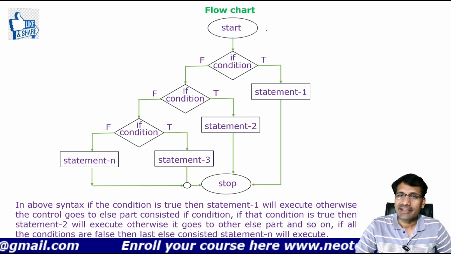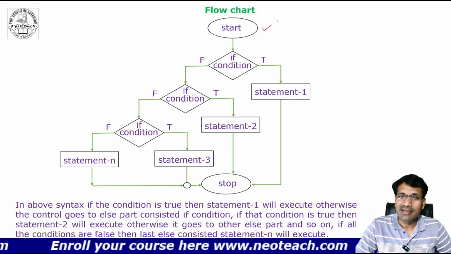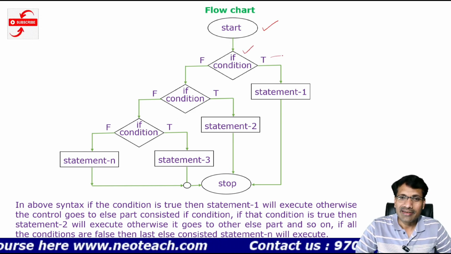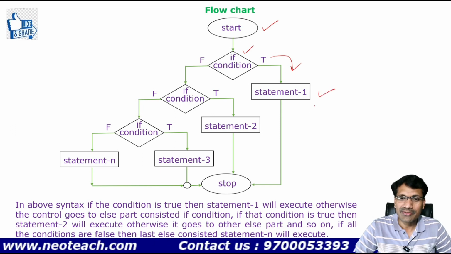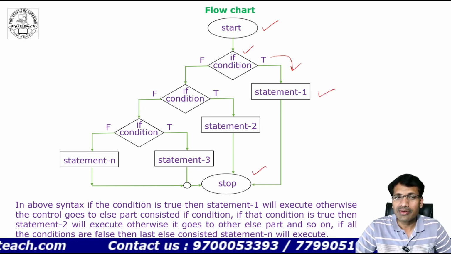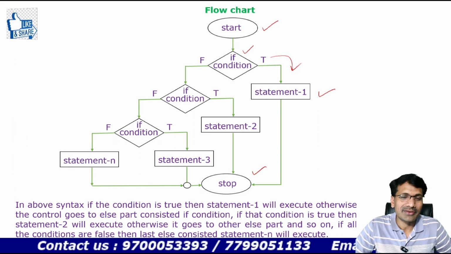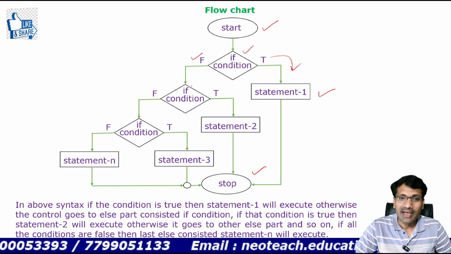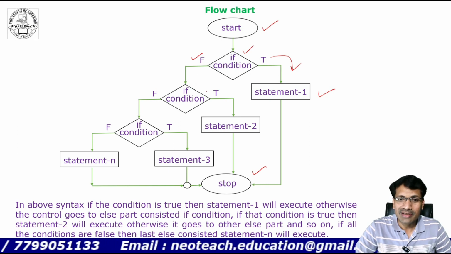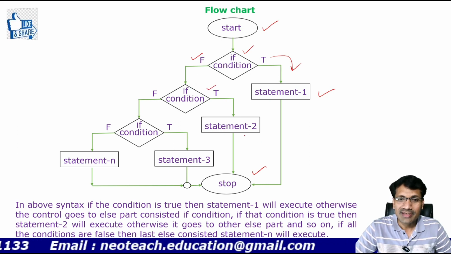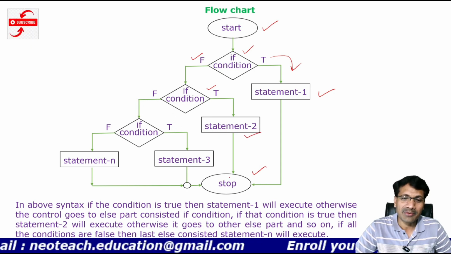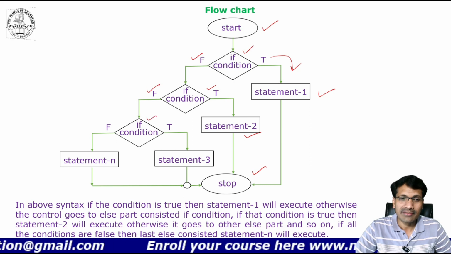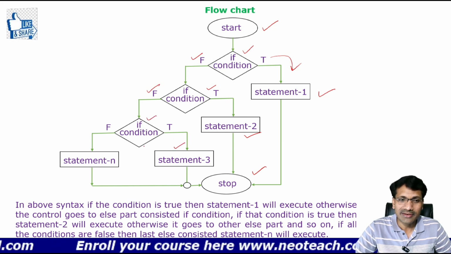Let me explain one more time. First start the program here, check the condition here. If the condition is satisfied, then statement 1 executes and directly stops the program. There is no other statement going to execute in this case. If the condition is false, it goes this way, and the else part has one more condition. If the condition is true, then statement 2 executes and stops the program directly, or else it goes to another else part. If this condition is true, then statement 3 executes, otherwise not.